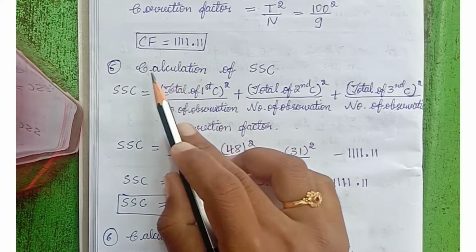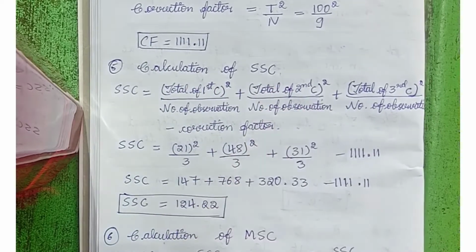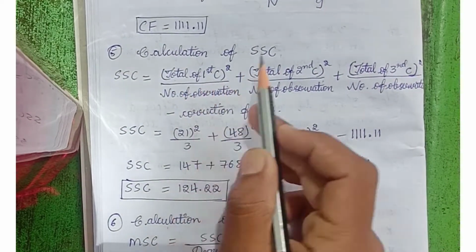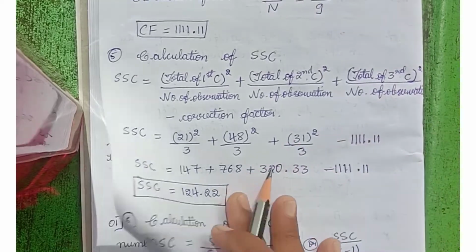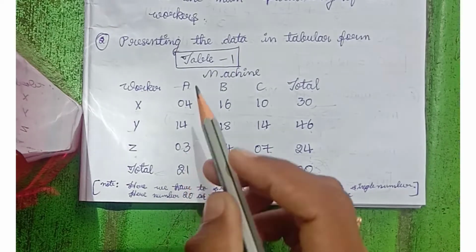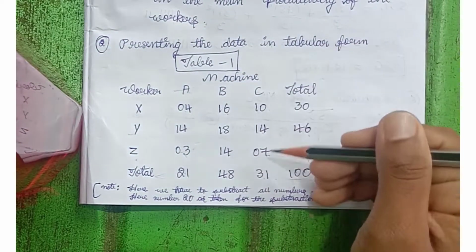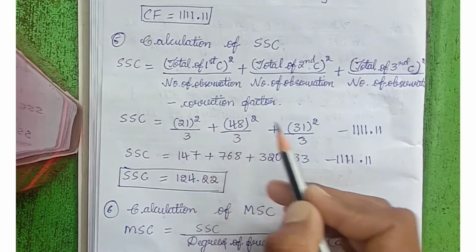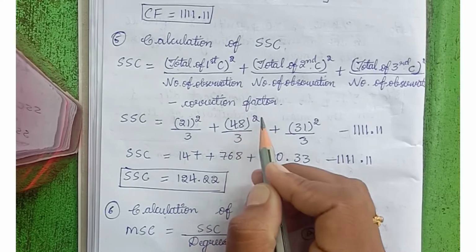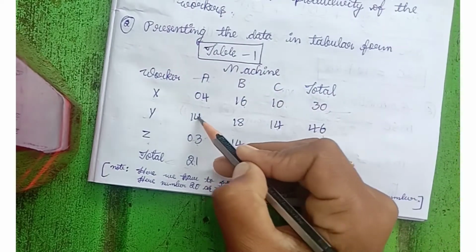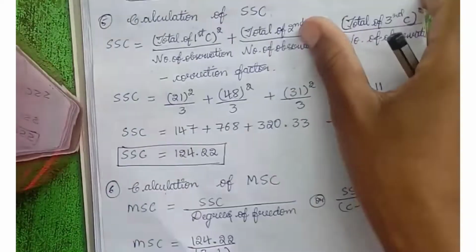So next we have to calculate SSC, that is the sum of squares of columns. So how many columns do we have? We have 3 columns. So we take the total of the first column, the second column and the third column. From table 1 we take the column totals, that is A, B, C, which are 21, 48, 31. So we square 21, 48, 31, divided by 3 observations. Why? Because here we have 3 observations, 1, 2, 3. So we take the value as 3.